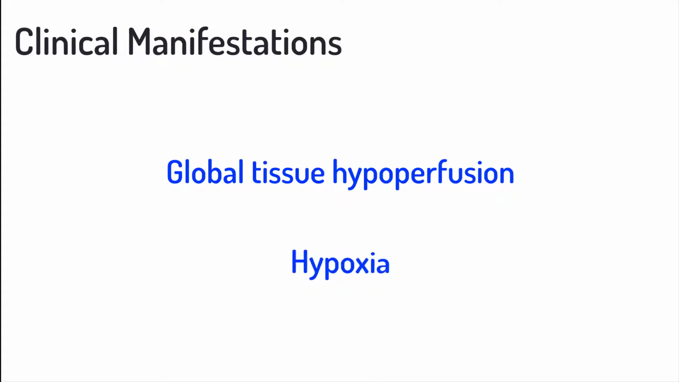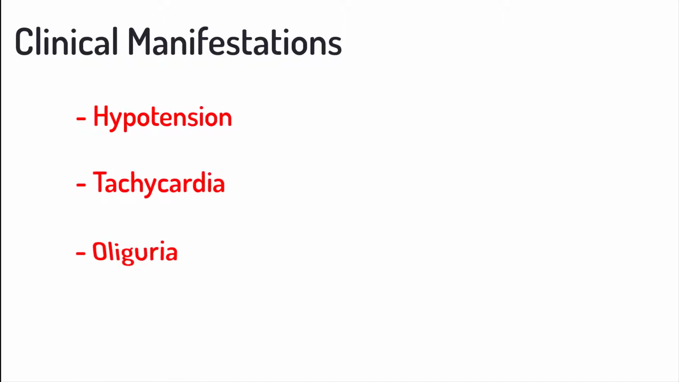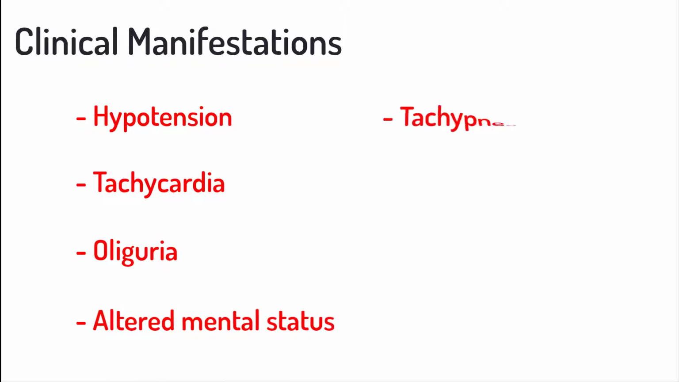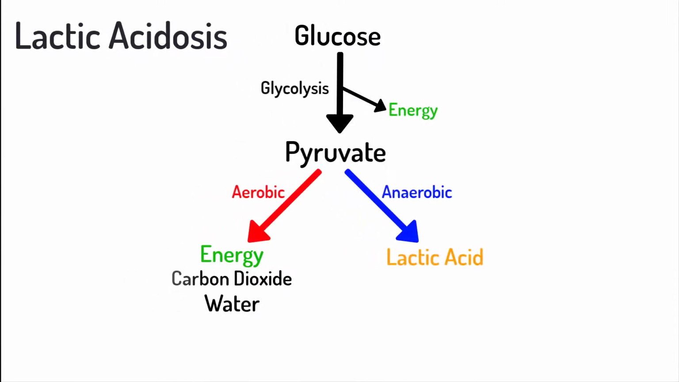Shock represents a state of global tissue hypoperfusion and hypoxia, and its clinical manifestations reflect this. Common features of shock may include hypotension, tachycardia, oliguria, altered mental status, tachypnea, metabolic acidosis, and lactate elevation. Notable exceptions to this list will be discussed at later points in this module. Additionally, manifestations specific to the underlying mechanism of shock are generally present and should be sought out in order to guide empiric treatment strategies. One last point we'll address is the mechanism of lactate elevation and metabolic acidosis in shock.